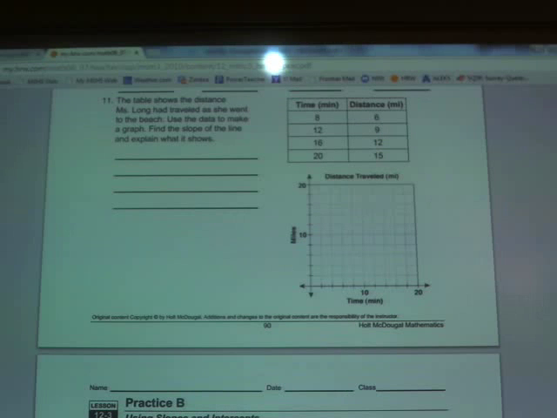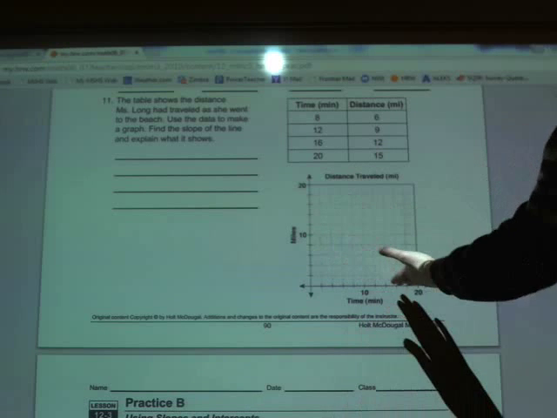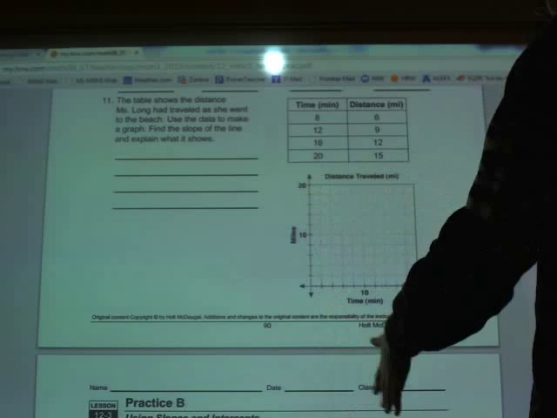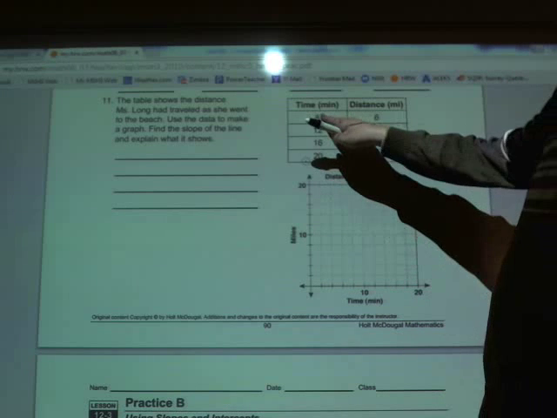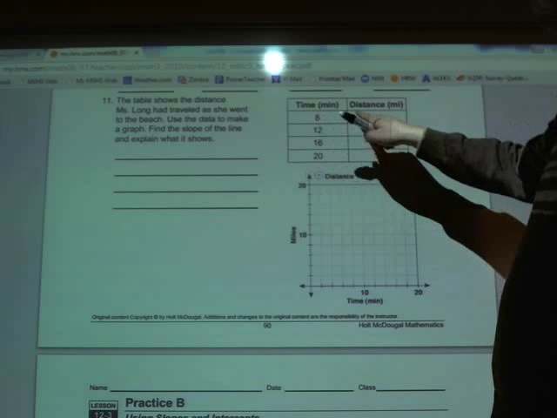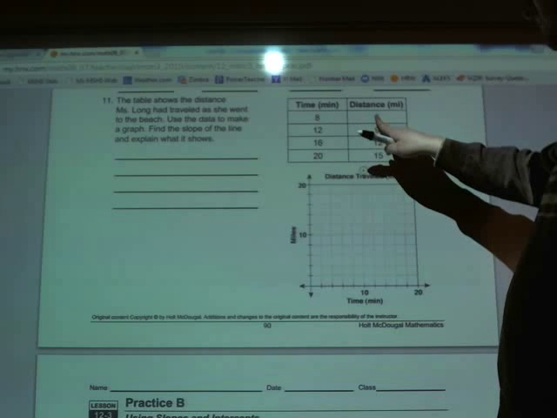Okay, so what we want to do here, as far as making a graph, is they've set this up comparing the time and the miles. So we're going to compare these like time represents x, because they put it on the x-axis, and the miles represents y, because they put it on the y-axis.